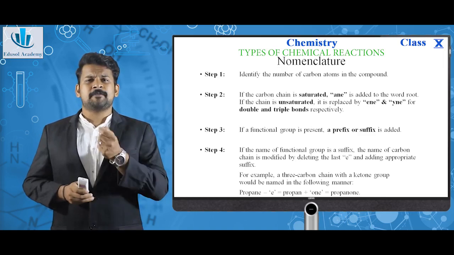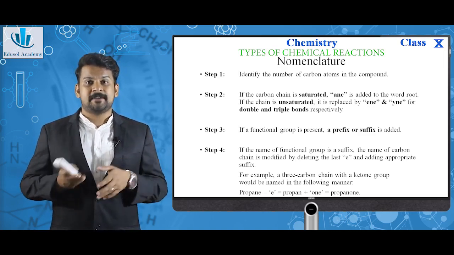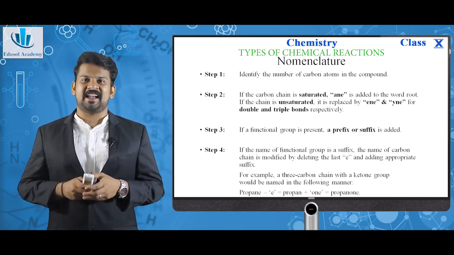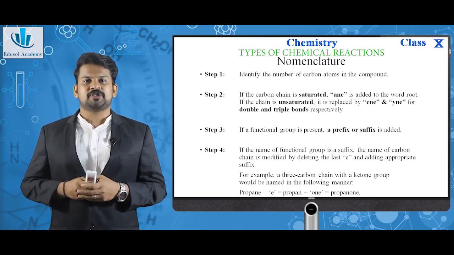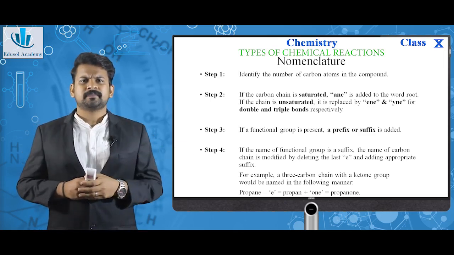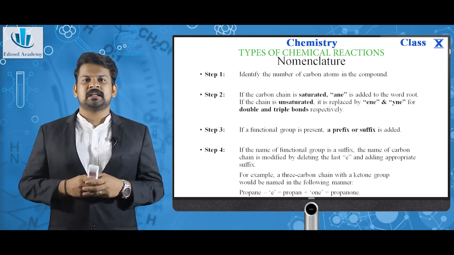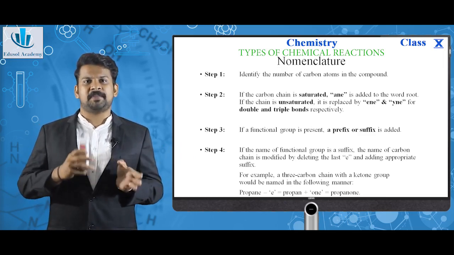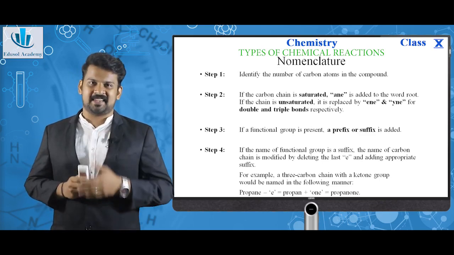Step 3. If there is a functional group, a prefix like halo, chloro, bromo, etc. or a suffix like ol, al, one, oic acid, etc. is added. If the name of the functional group is a suffix, the name of the carbon chain is modified by deleting the last 'e'. Just imagine we are writing propanone. Propanone is the ketone of propane. So propane minus 'e' gives propan plus 'one', which is propanone. So just like that, the nomenclature is assigned.